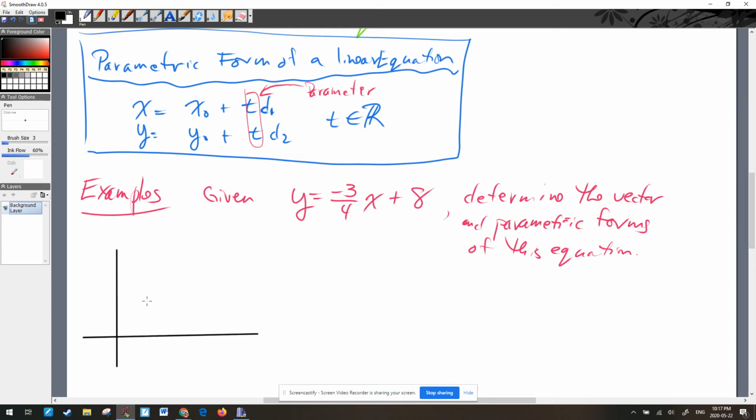So it's not horizontal, but close enough. So I got this point up here that's 8, and then it's got a rise of 3 downwards and over 4. So there's negative 3 and there's 4. And so there, the line goes like this, like that.